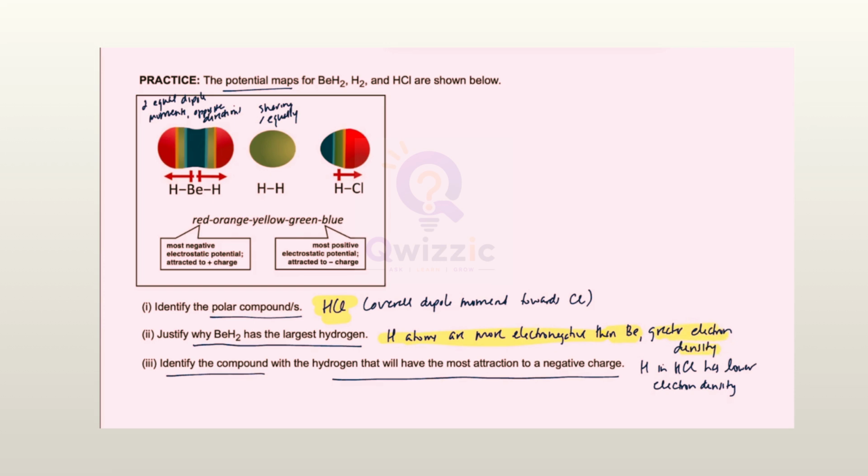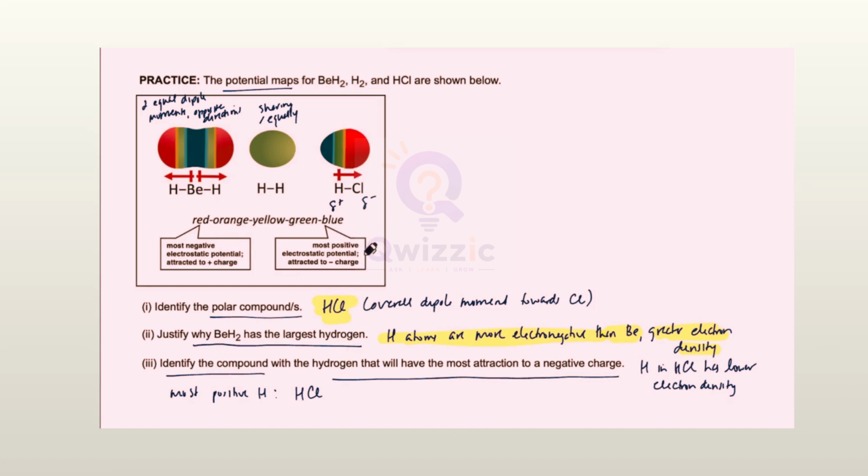Now let's turn to number 3. Identify the compound with the hydrogen that will have the most attraction to a negative charge. So the most positive hydrogen, and that will belong to hydrogen chloride. Because the chlorine being more electronegative than hydrogen, the chlorine will have a partial negative charge, while the hydrogen has a partial positive charge.